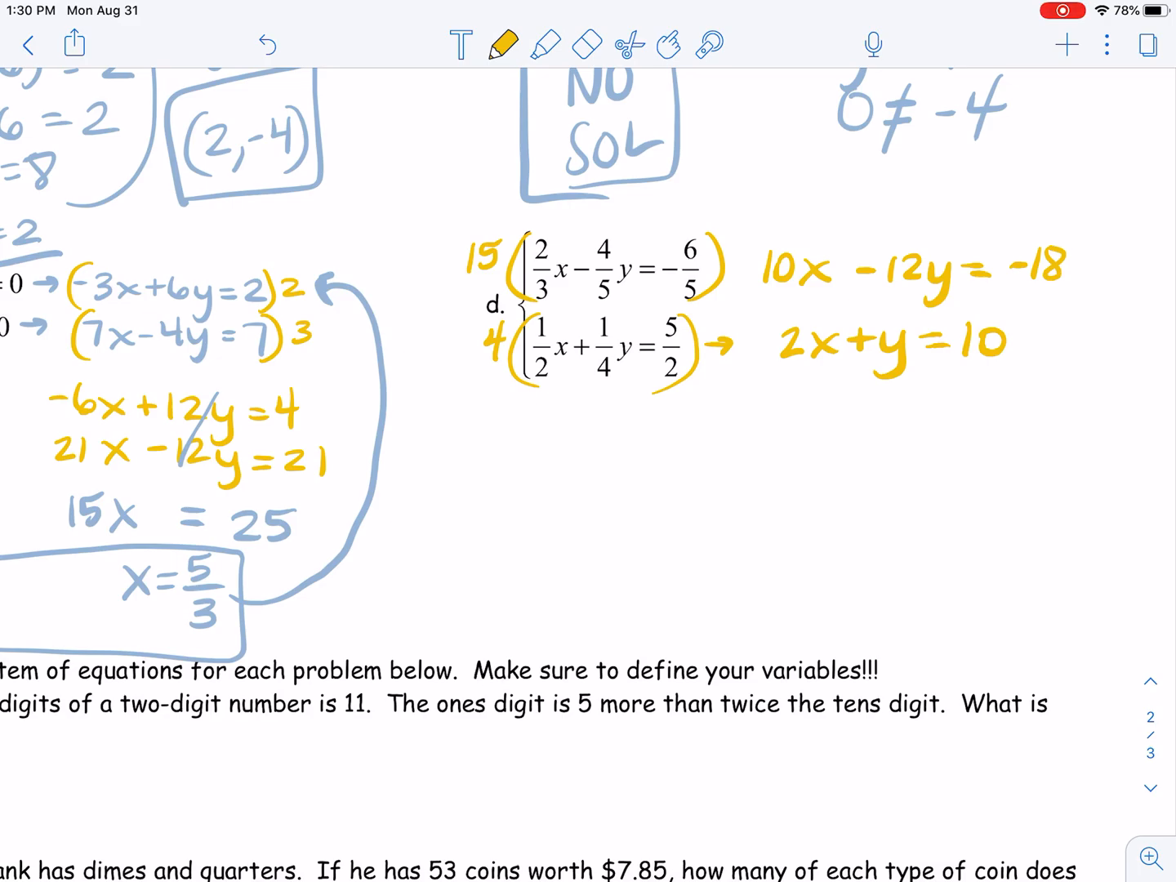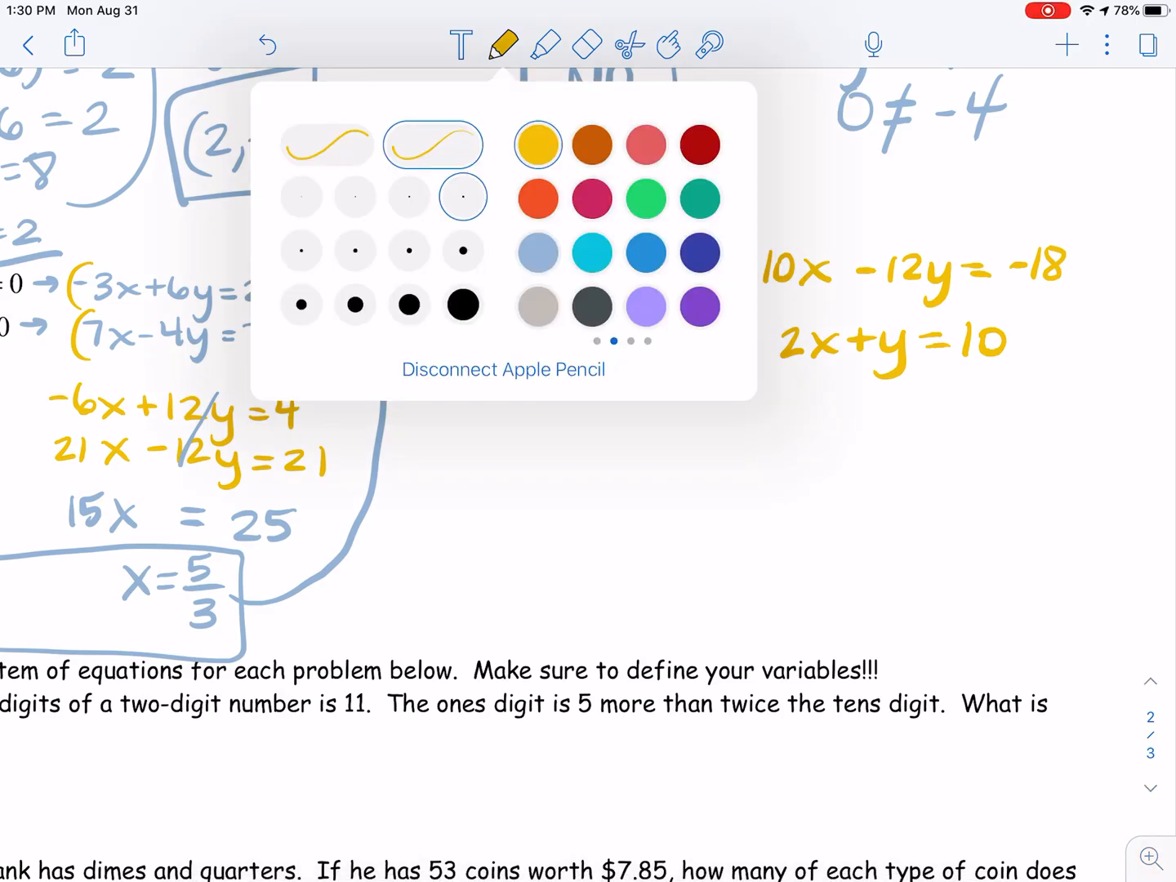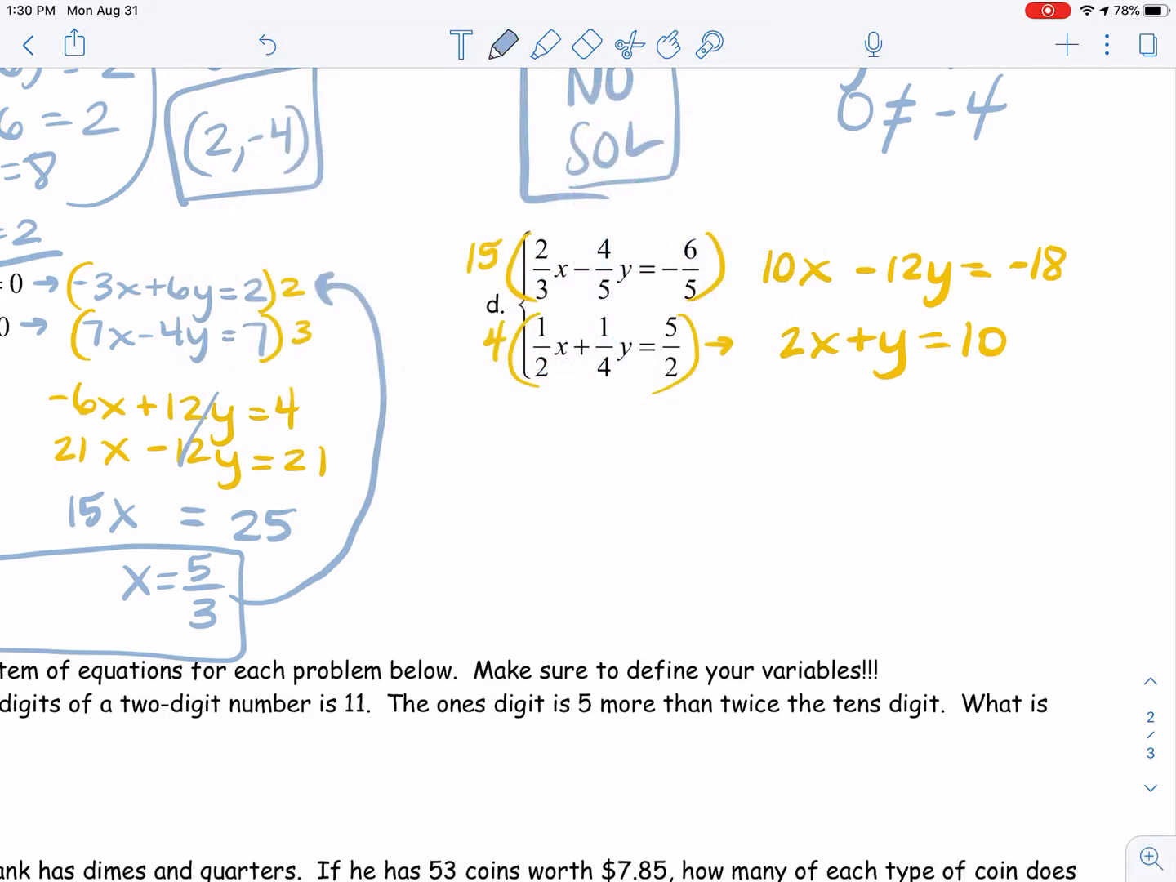Okay, so now I have 10x and a 2x, a negative 12y and a positive y. Let's go with substitution since we did 2 eliminations, although elimination would be easy to do here. You can multiply the second one by 12, and that would get rid of the y's. But let's go with substitution. I'm going to solve this one for y, so y equals negative 2x plus 10. So I can do 10x minus 12 times negative 2x plus 10 equals negative 18.